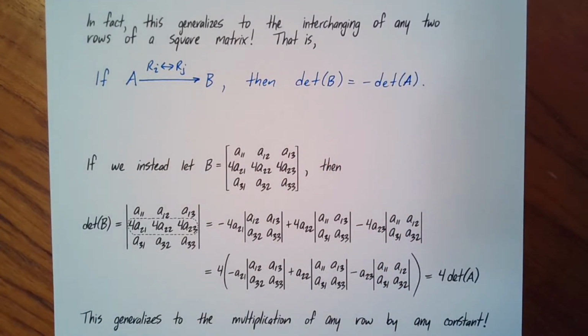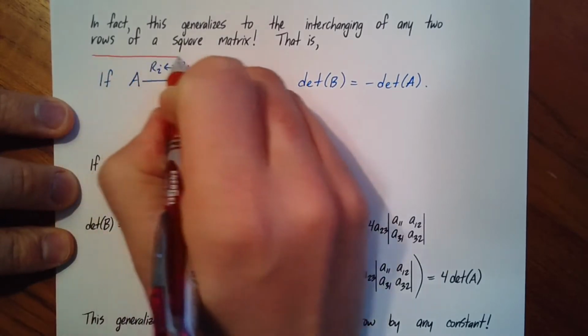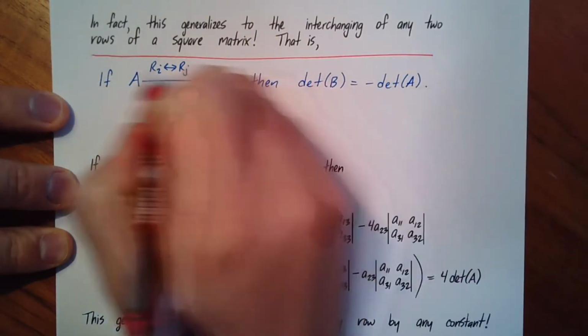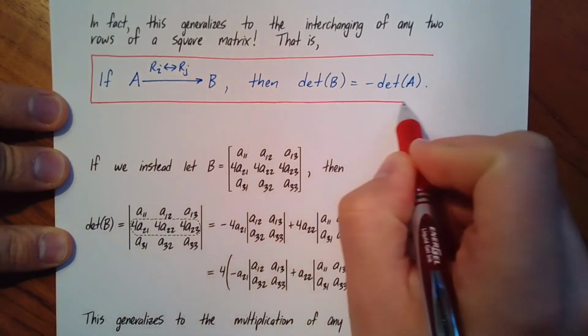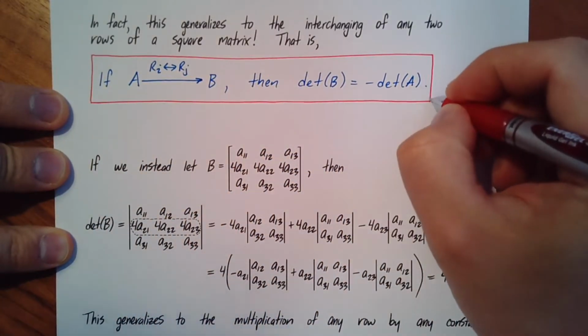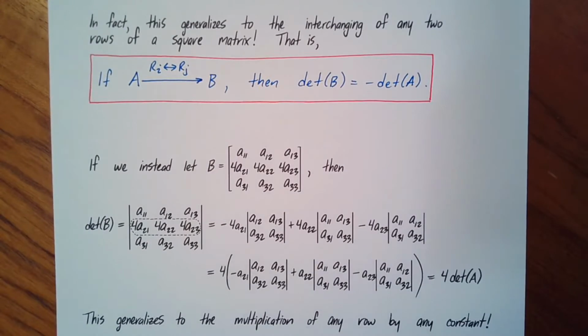So I know I've already said it, but let me just say it out loud one last time. If you interchange two rows of a square matrix, you're going to change the determinant by a factor of -1. Really, you're just going to change the sign of it. Okay, what are some other things you can do with matrices? What are the other elementary row operations?